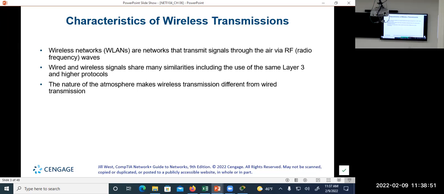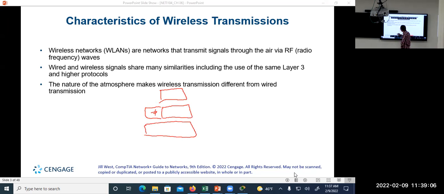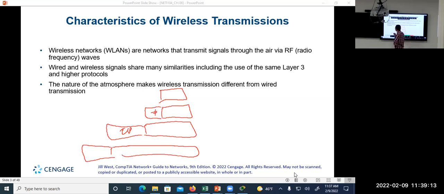If you remember the process of encapsulation, when you have data from the application and send it to the transport layer, you have the port number. When you send it down to the network layer, you have the IP address, and finally you send it down to the data link layer, and you have the header and the trailer.